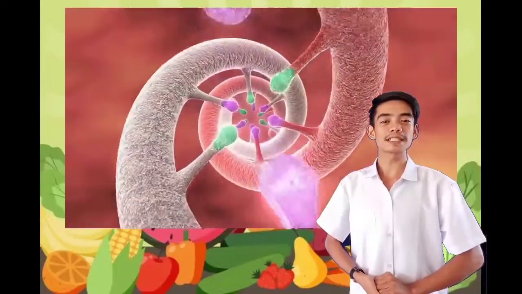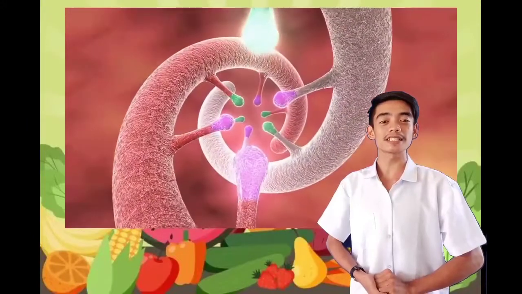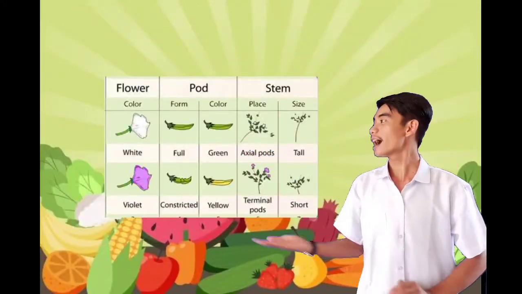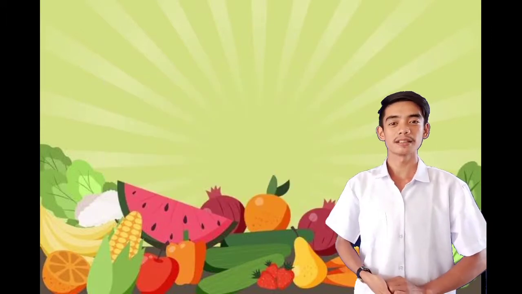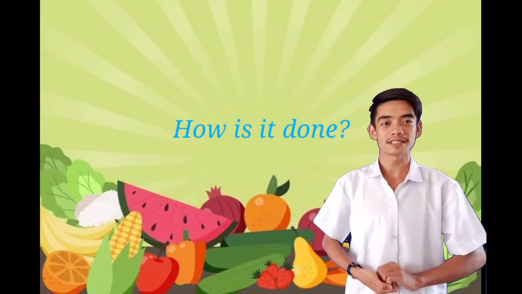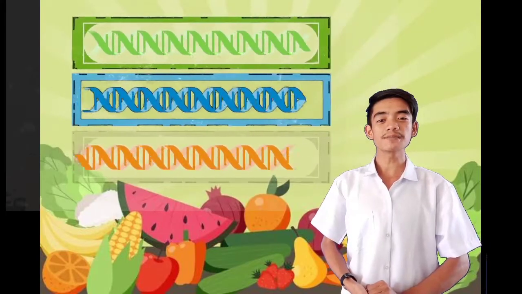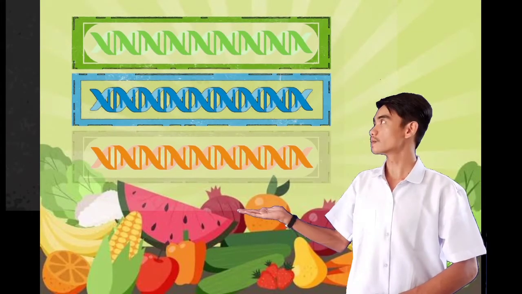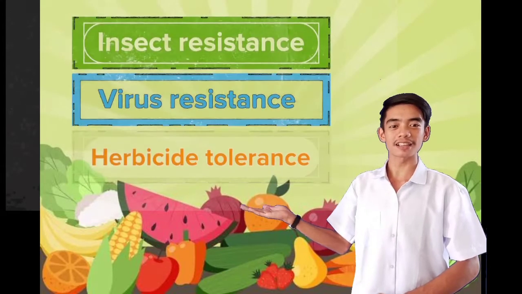It is these proteins that give the plant its characteristics, such as the color of flowers and the height of a certain plant. So, how is it done? The first stage in making a genetically modified plant requires transfer of DNA into a plant cell.